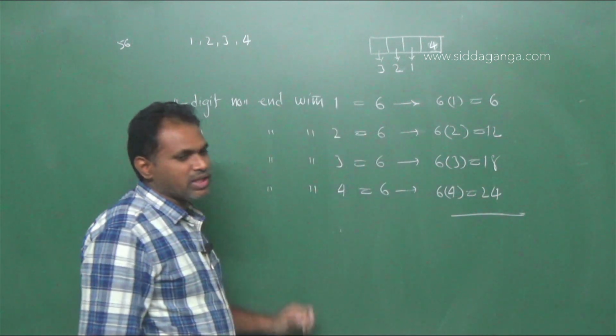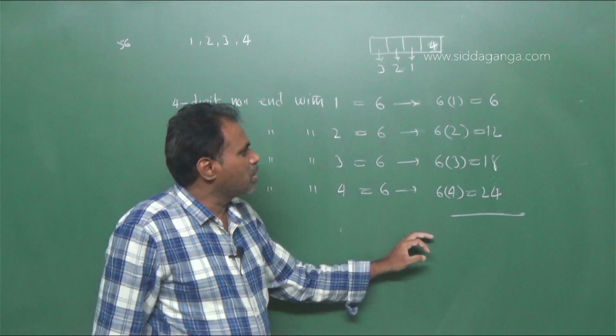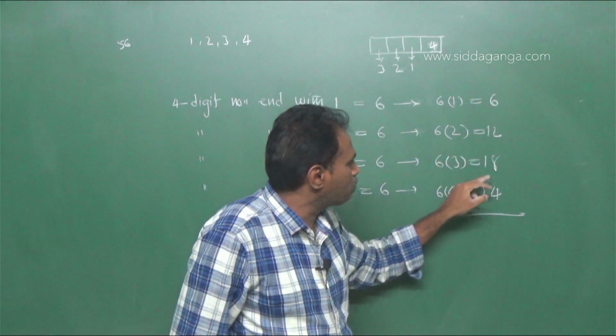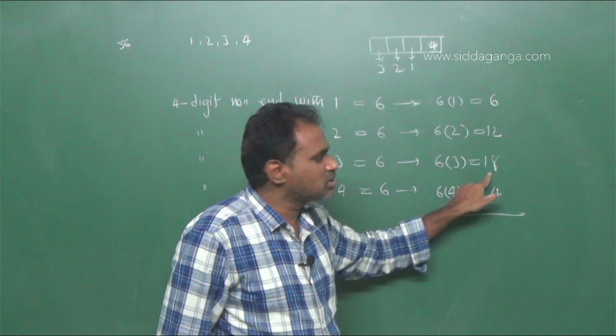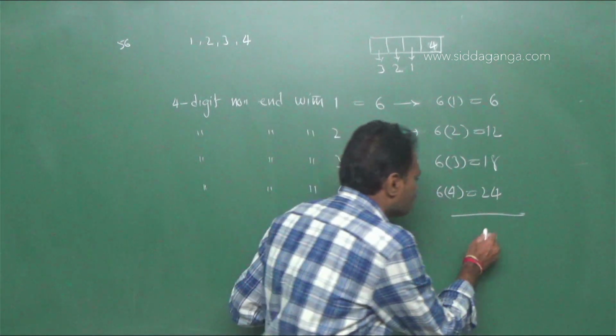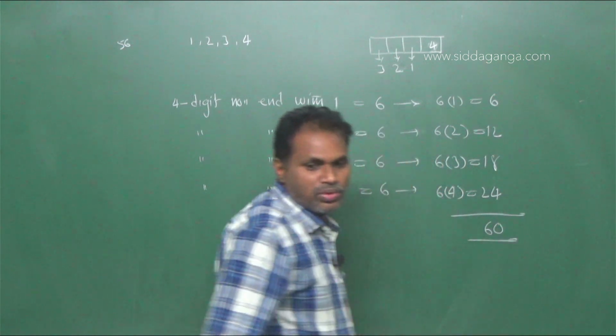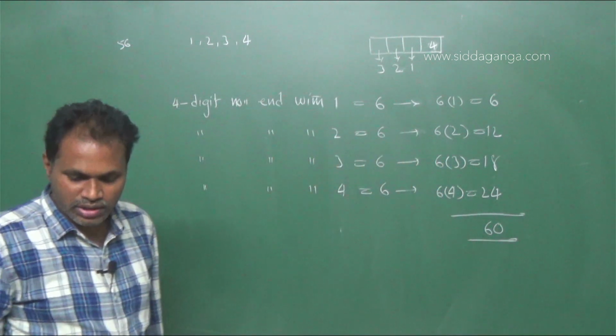Therefore, the sum of the digits in the unit place is equal to 6 plus 12 plus 18 plus 24. 6 plus 24 is 30, 12 plus 18 is 30. 30 plus 30 is 60. Therefore, option 3 is right. Next question.